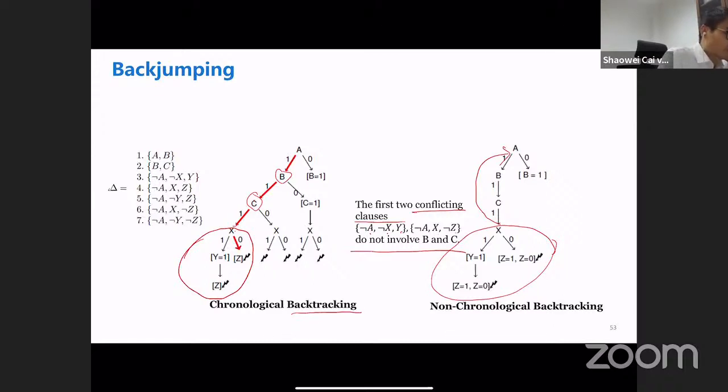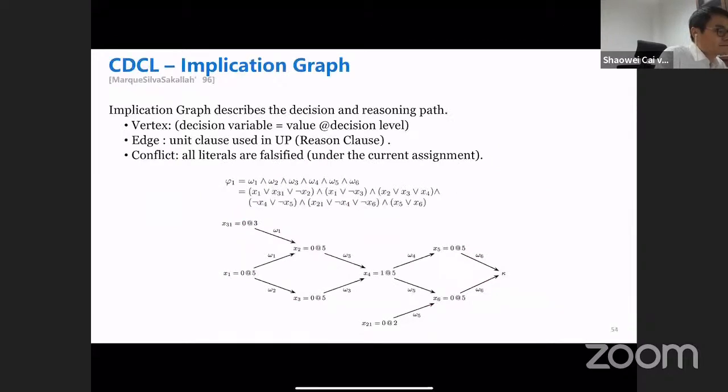And in this way, the search tree is changed. You can see we directly go to the first level, and then we check the second branch of A and directly find a solution. Okay, those are the early improvements to DPLL. And in 1996, the famous CDCL, which is the basis, the method of current modern SAT solvers, was introduced.